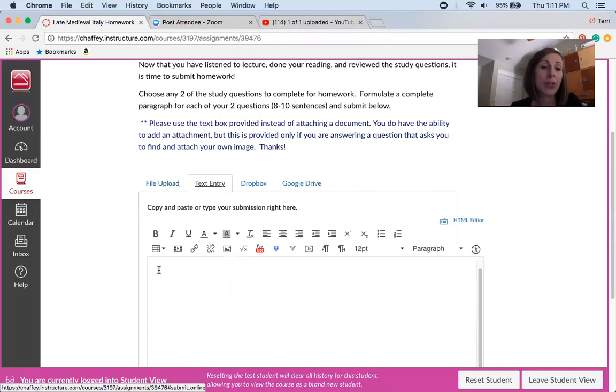I ask that you give me an idea of what question you're answering. So you can just go to my questions, copy paste the question, put it here, and then answer your question under that. These are worth 25 points. If you turn it in late, it's a 20% reduction. So then you're only getting like 20 points. You need to have a good solid 8 to 10 sentences. You need to make sure you have some terminology in there.